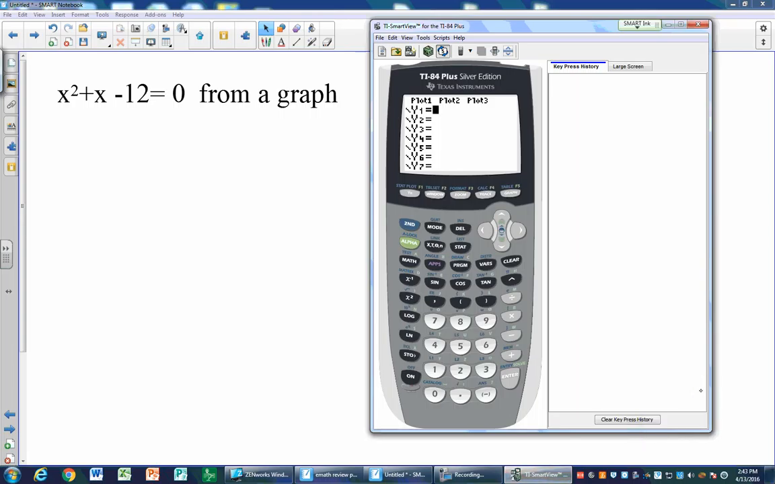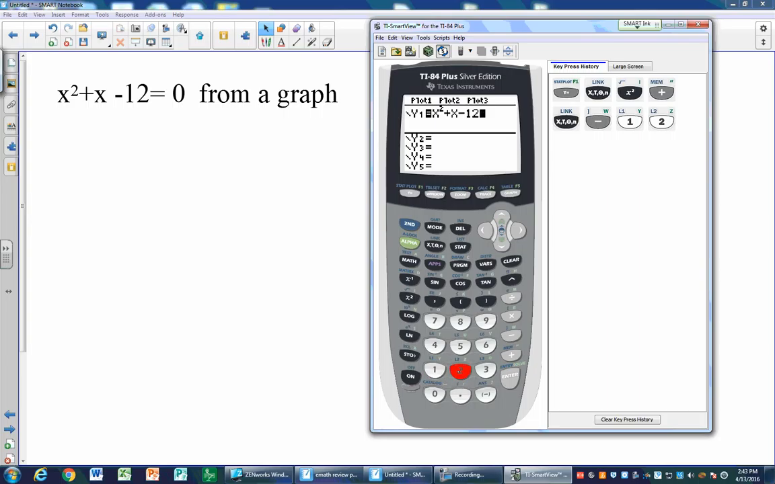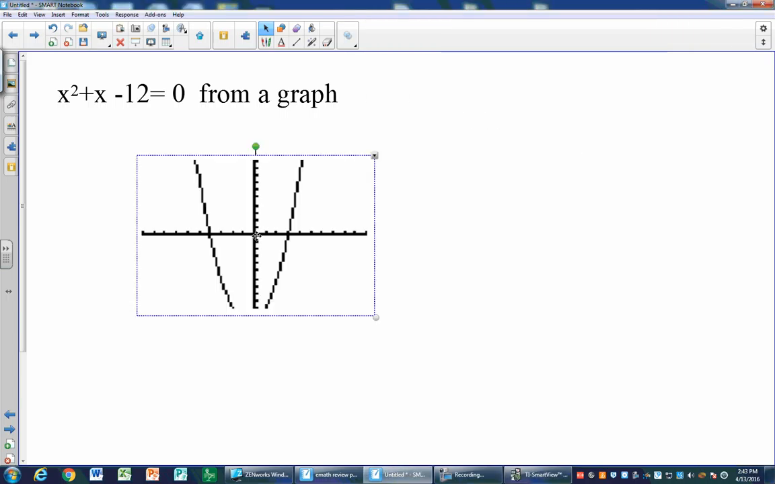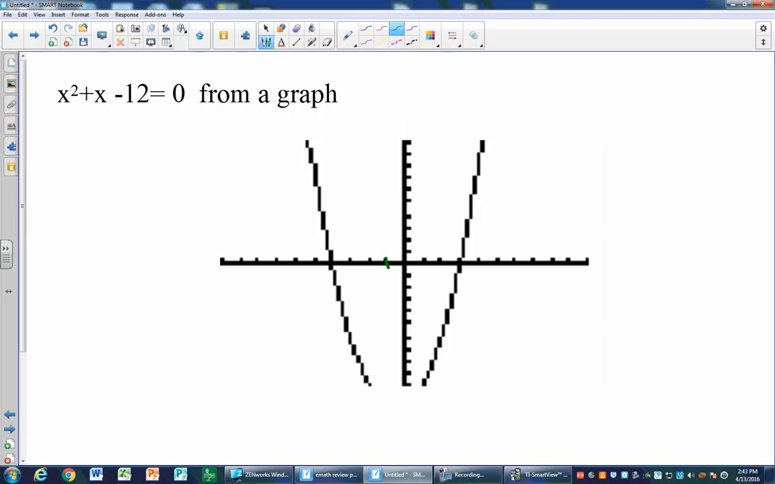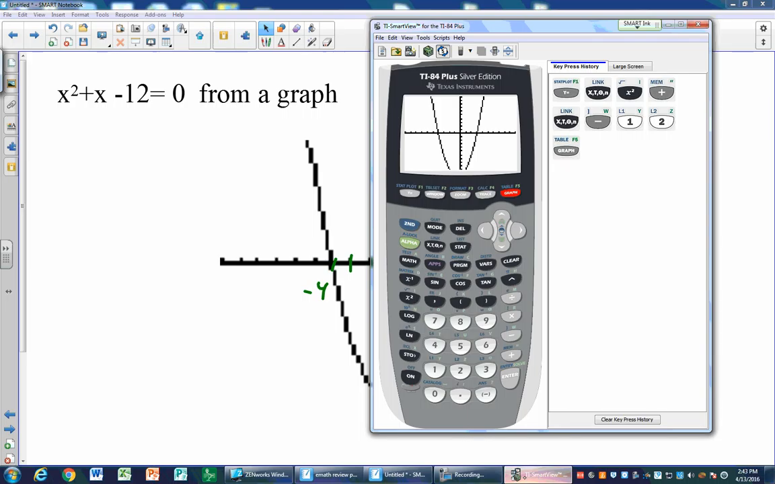When we want to factor and solve something from a graph, the first thing we do is go to our graphing calculator, hit the y equals key, and enter x squared plus x minus 12. Obviously, we can't hit the equals 0. Now, when we graph it, first of all, we will notice that it appears that they cross at not -1, not -2, not -3, but -4, and also +3. We have to confirm that by using our table.